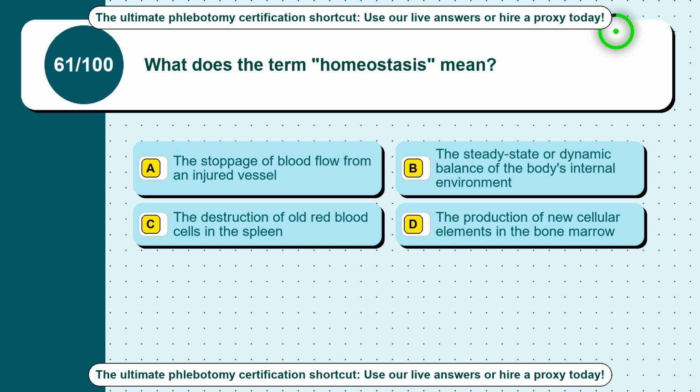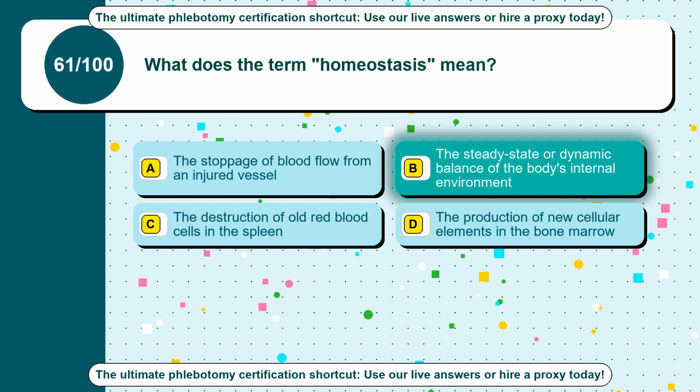Question 61. What does the term homeostasis mean? Option A, the stoppage of blood flow from an injured vessel. Option B, the steady state or dynamic balance of the body's internal environment. Option C, the destruction of old red blood cells in the spleen. Option D, the production of new cellular elements in the bone marrow. The correct answer is option B, the steady state or dynamic balance of the body's internal environment.